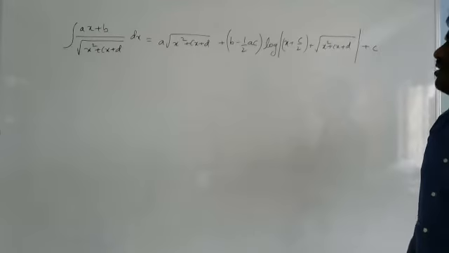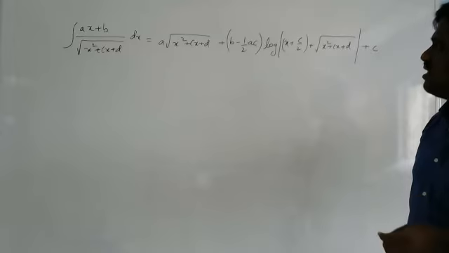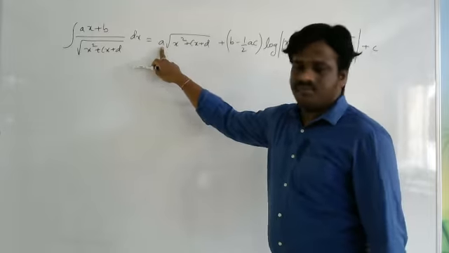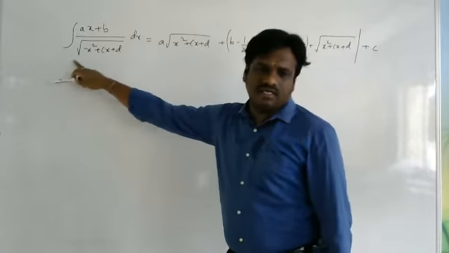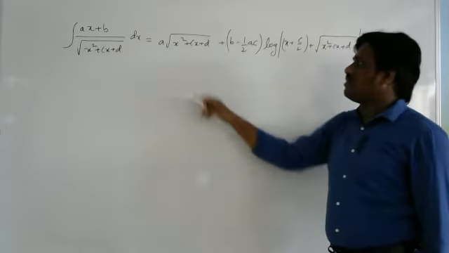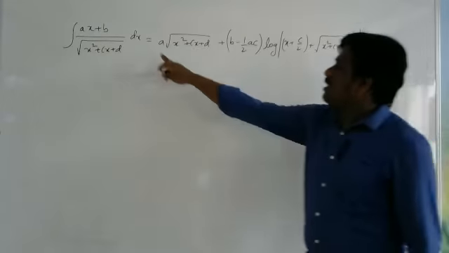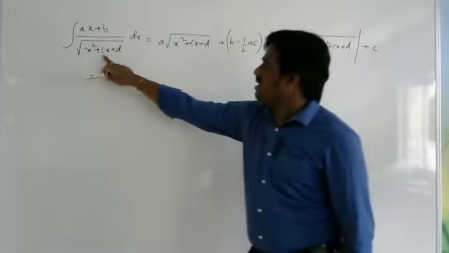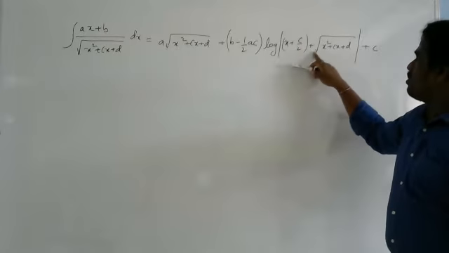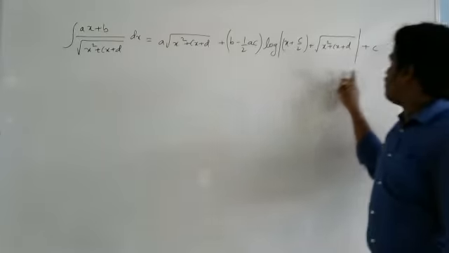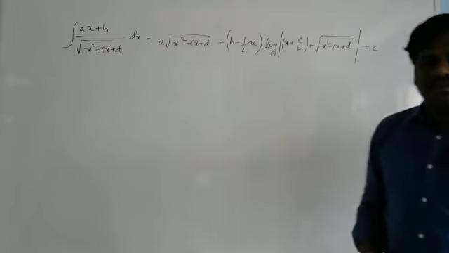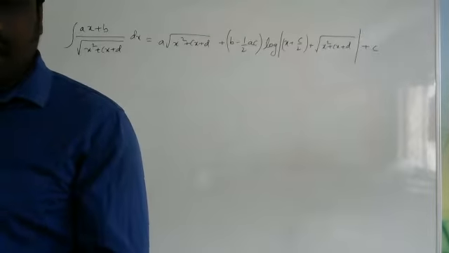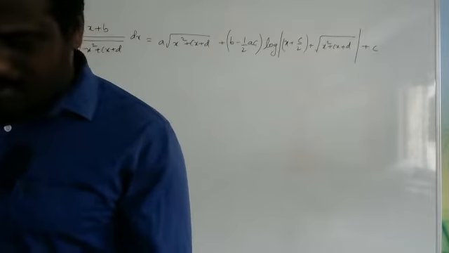Integration of (ax + b) upon square root of x square plus cx plus d dx is a into, see here on the top you have a, so a into the denominator quadratic, that is under root of x square plus cx plus d, plus (b minus half ac) log mod x plus the middle one c divided by 2 plus the quadratic full, plus c. This will be the answer. This is going to be a shortcut formula to find any linear by quadratic problems.